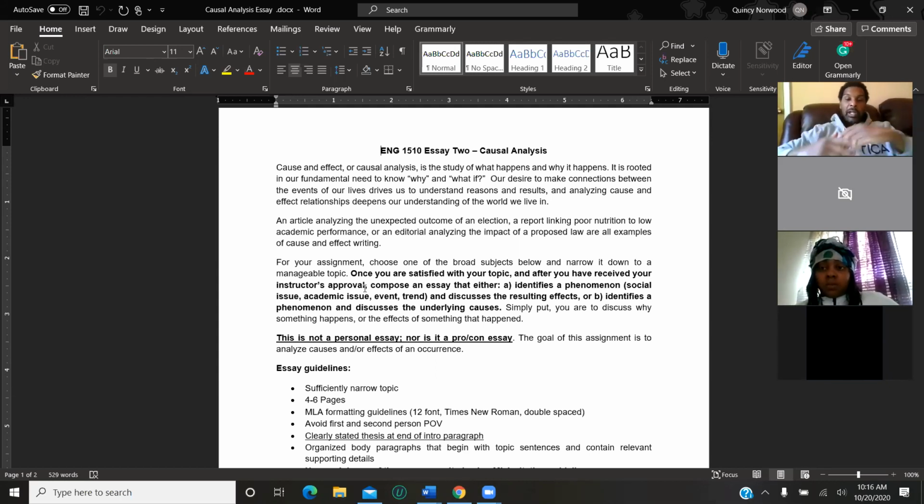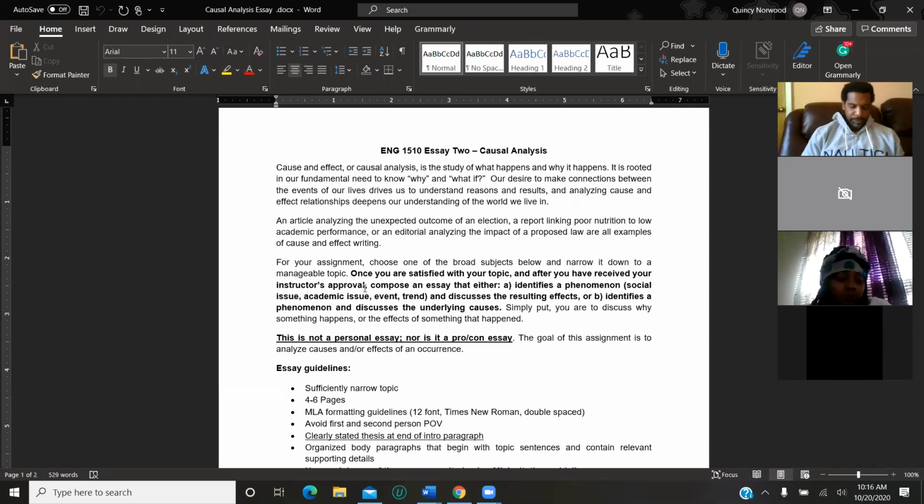Here's something that's going on, and here are the causes of it. All right. Simply put, you are to discuss why something happens or the effects of something that happened. And I know I'm using vague terms here, but when we get down to the topics or the subjects, hopefully that'll become more clear. And now this is where we're kind of departing from the essay we just completed.